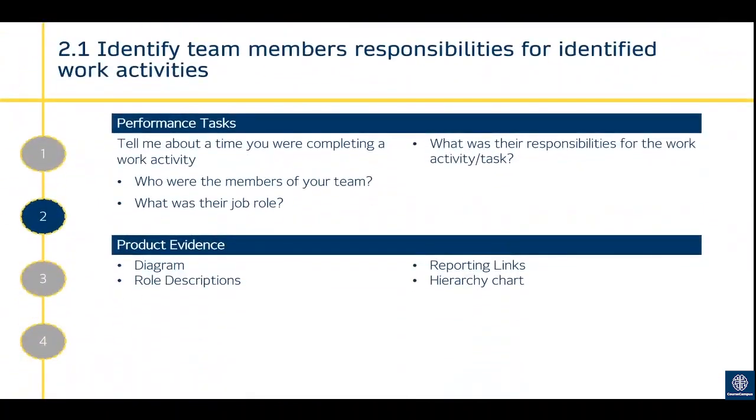Moving on now to the second outcome, 2.1, identify team members' responsibilities for identified work activities. So this should be about a time where you've allocated tasks to people, to a team, to individual team members, and you are being able to reflect on and identify and provide evidence that you know what their individual responsibilities are towards that wider goal. So in that sense, this is another good one to be part of a holistic statement where you are doing some process that involves allocating work to team members.